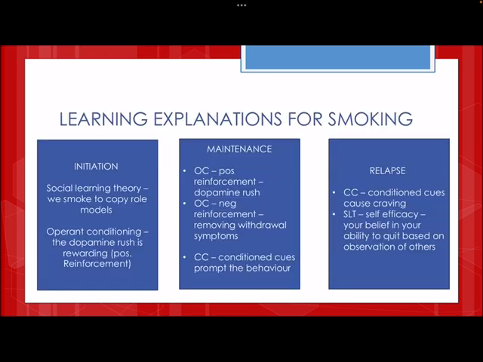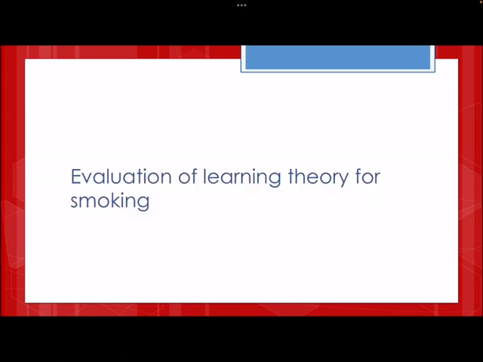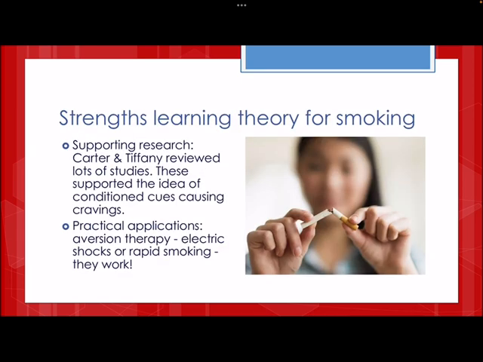Okay, so that is what you need to know for the learning explanation for smoking: how it begins, how it's maintained, and how we end up relapsing. Let's look briefly at some evaluation. So there are two strengths here that we're looking at.